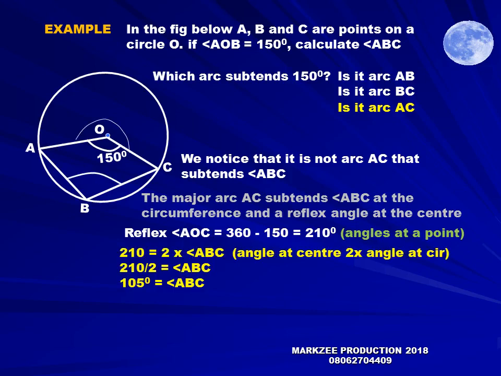So 210, angle at center, is equal to 2 times angle at circumference. Angle at center is 2 times the angle, because they came from the same arc. Okay. So 210 will be 2 times ACB. Now if I divide both sides by 2, I will have my ACB as 105 degrees.